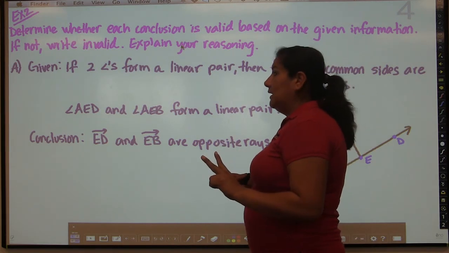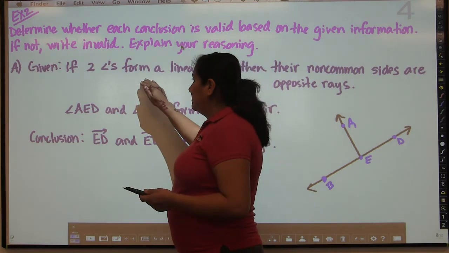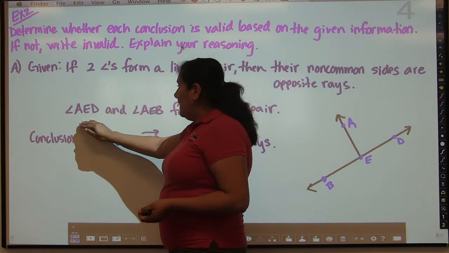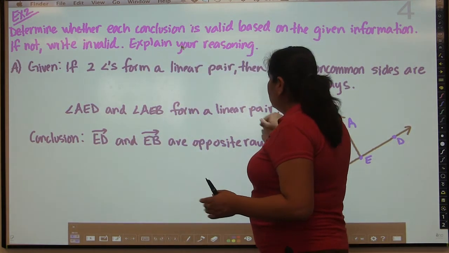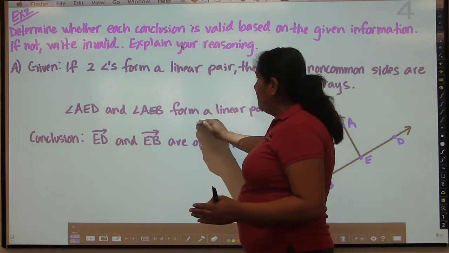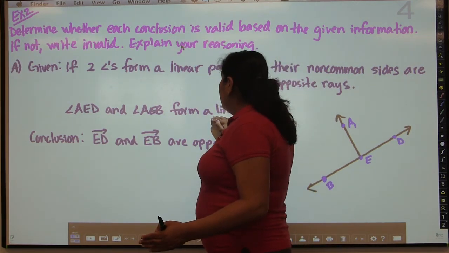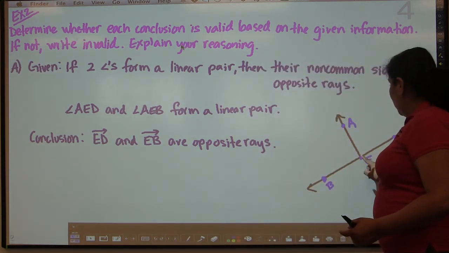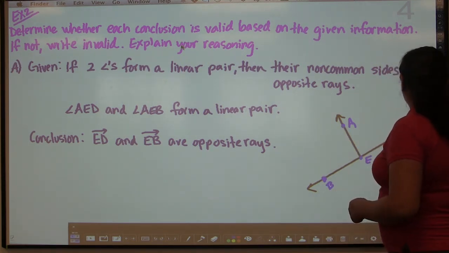The second part that we need is a statement that is talking about a specific hypothesis. So if two angles form a linear pair, that's generic. Here we have angle AED and angle AEB. Those are specific angles, and they form a linear pair. So this is a hypothesis in general form. This is a hypothesis in specific form. So this follows the right pattern. So the conclusion should be that the non-common sides, which in this case are ED and EB, are opposite rays.